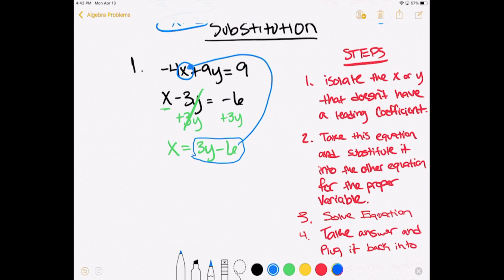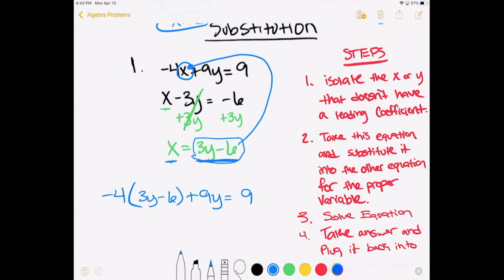Now, why am I allowed to do that? Well, because x and 3y minus 6 mean the exact same thing. Obviously, they don't look like the exact same thing. But they're equal. Our equation says they're equal. So, wherever I see an x, I can take it out and put 3y minus 6 instead.